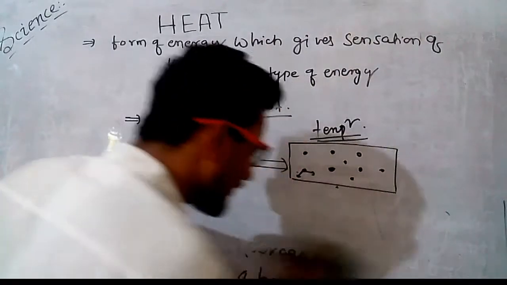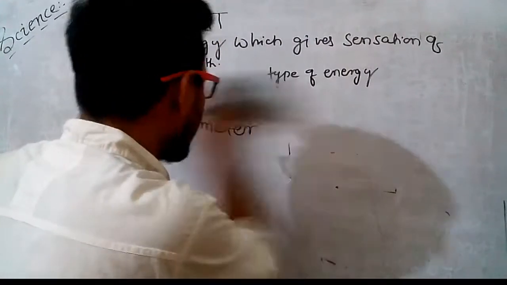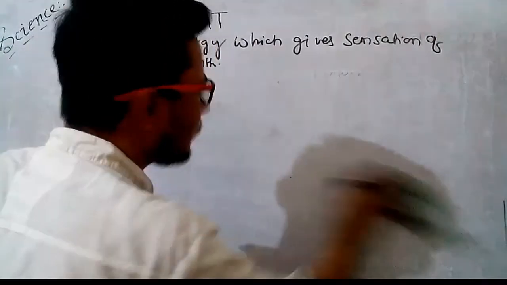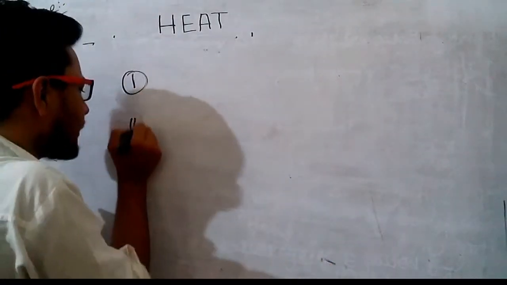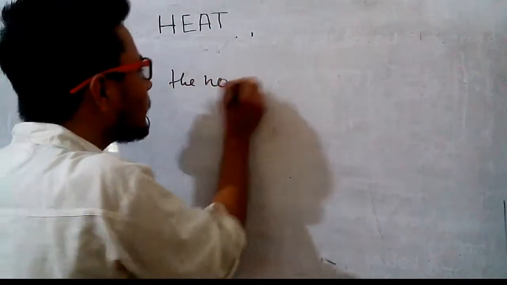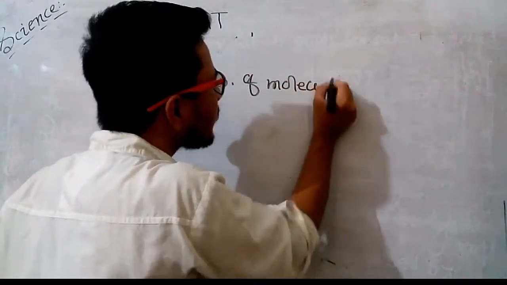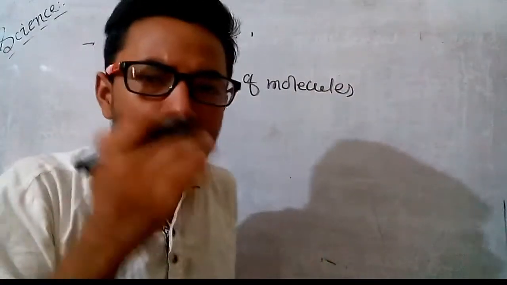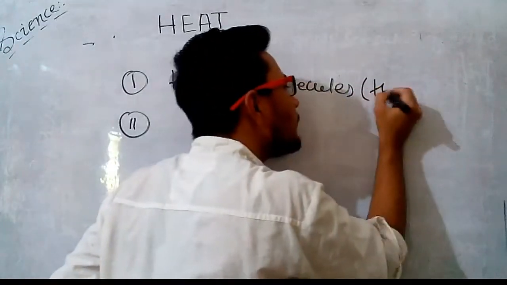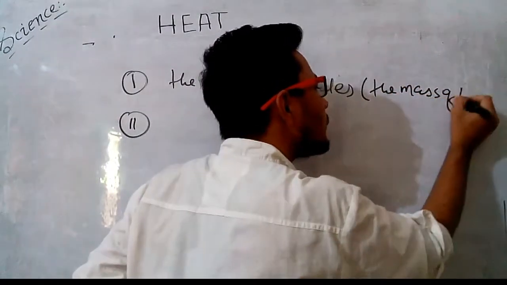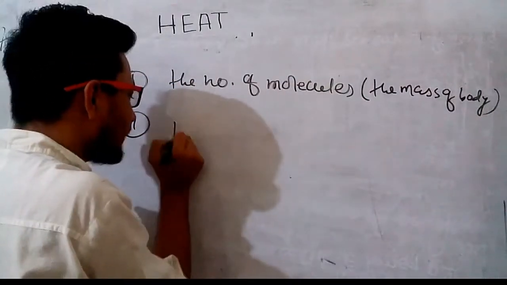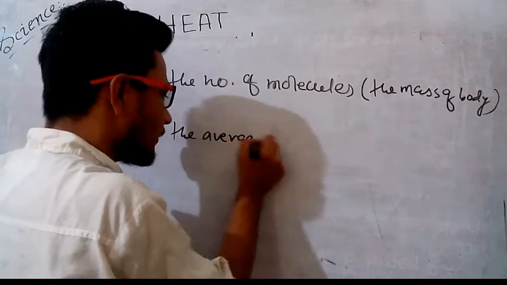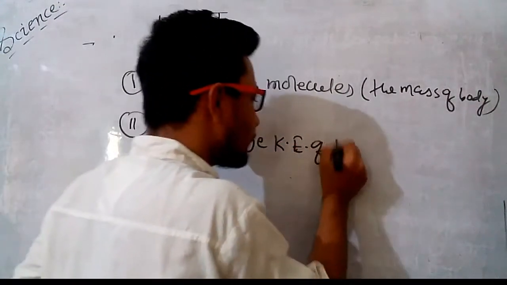Now, which factors does the heat contained by a body depend on? It depends on two factors. The first is the number of molecules, which simply means the mass of the body. The more the mass, the more the number of molecules. And the second one is the average kinetic energy of the molecules.